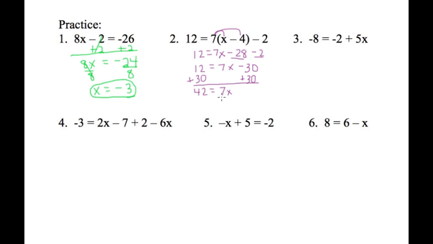Now I want to undo timesing by 7, so I'll divide by 7 on both sides. X equals 6. Or 6 equals x, how I've written it here, it doesn't matter.